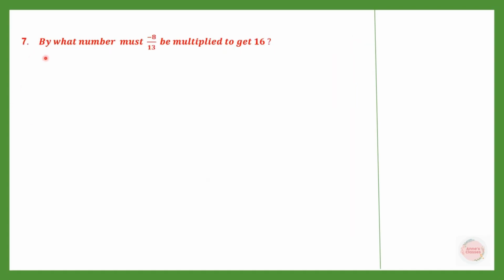Question 7. A very similar question. By what number must minus 8 by 13 be multiplied to get 16? So if we have minus 8 by 13, by what number should we multiply this? So let's consider that unknown number to be x. And our answer will be 16. So now we're going to solve for x. Let's leave x here, and on the right hand side we leave 16. Now we are going to move minus 8 by 13 to the right hand side. Because it's multiplication, it will turn to division. So division of minus 8 by 13.